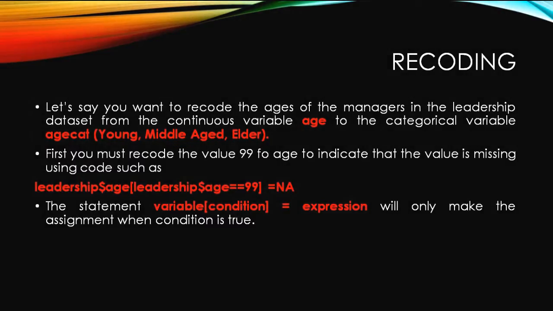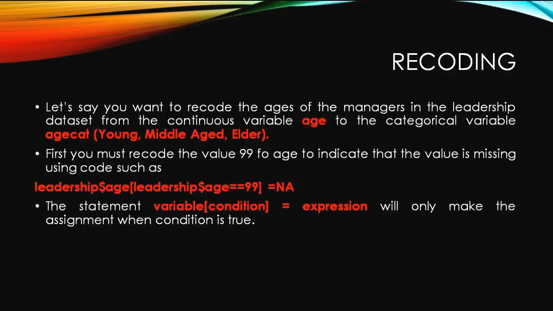Moving ahead, how do we go ahead with recoding? Let's say you want to recode the ages of managers in the leadership data set from the continuous variable age to the categorical variable, that is age category. You want to classify them as young, middle-aged or elder.